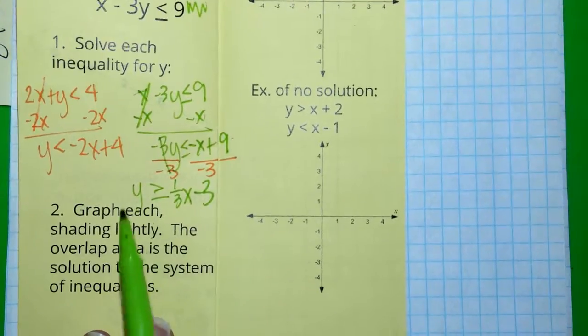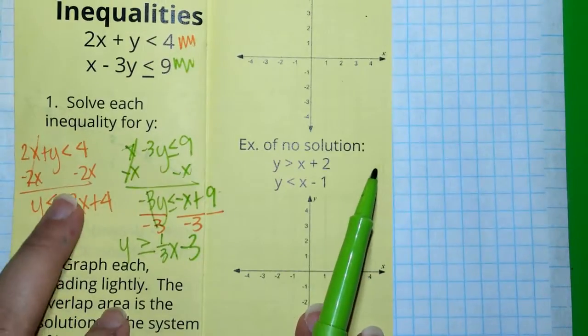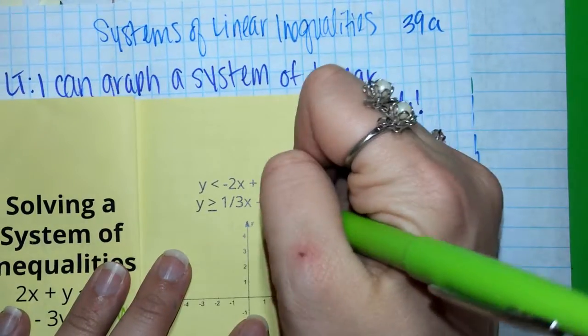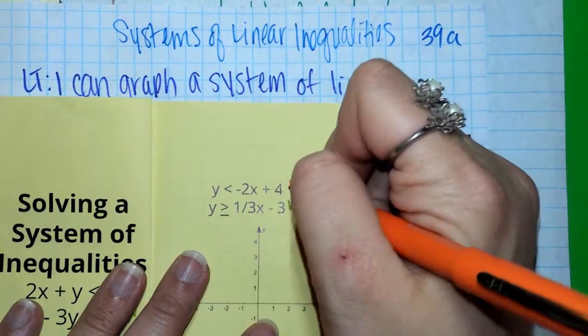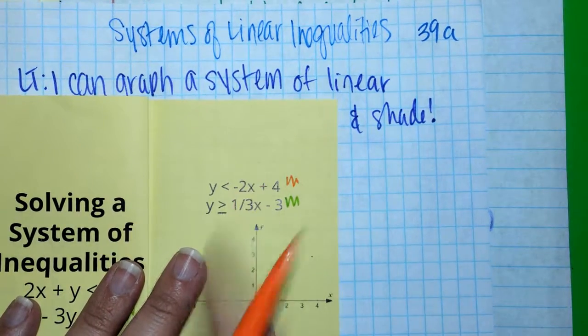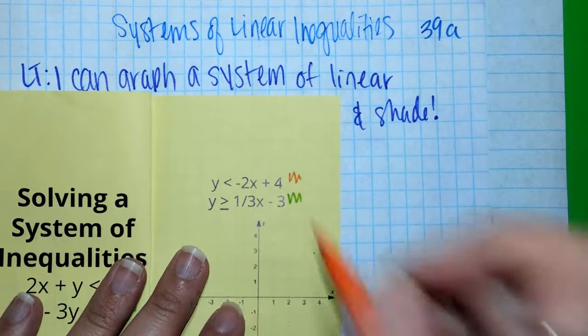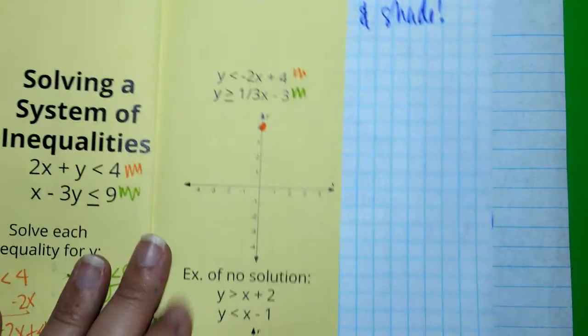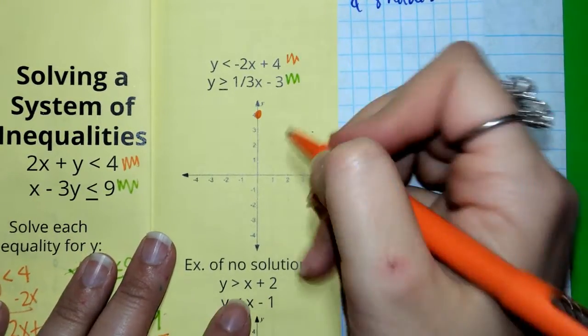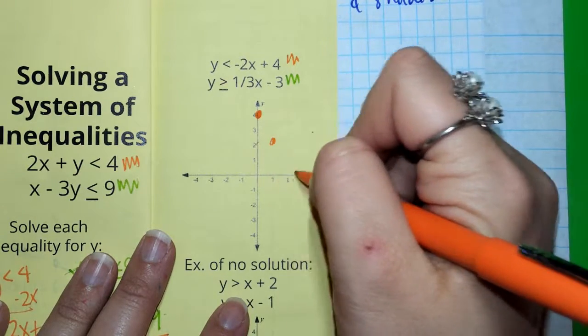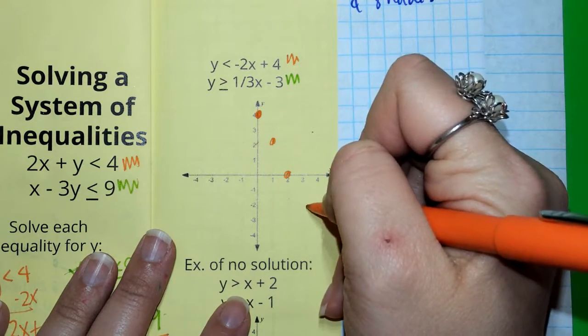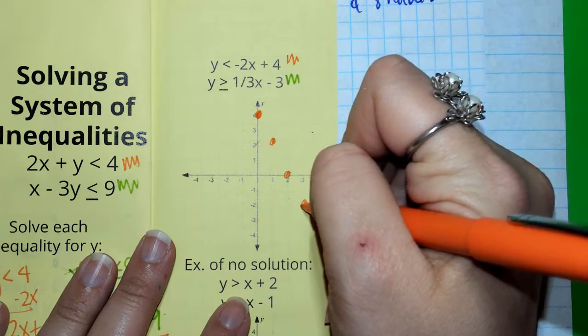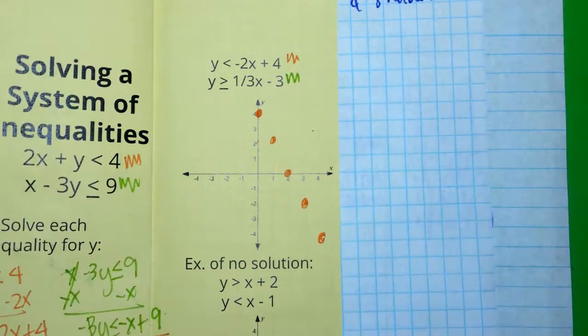Okay, now we're going to graph each, shading lightly. So let's graph the orange first. Everybody come up here. This one's green. This one's orange. How do we graph this guy? Go up 4. Everybody go up 4. What do we do after we go up 4? Go down 2, right 1. Down 2, right 1.